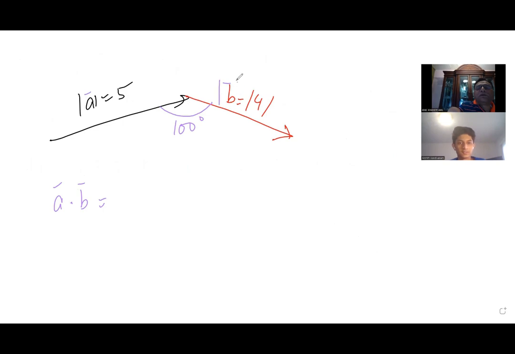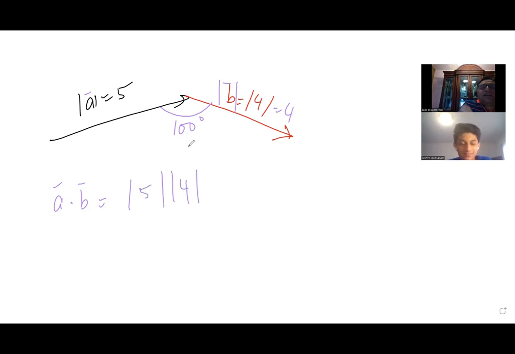Yes, sir. The magnitude of B is 4. The angle between A and B is 100 degrees? No, the diagram is shown. I'm not saying anything; I'm saying that as given in the diagram. Okay. So it would be 5 times 4 times cos of 80 degrees, right?